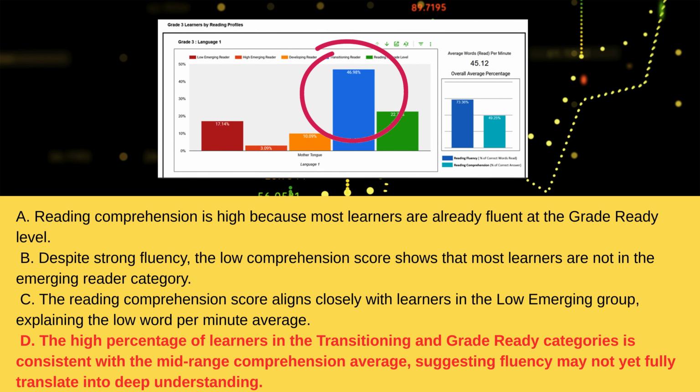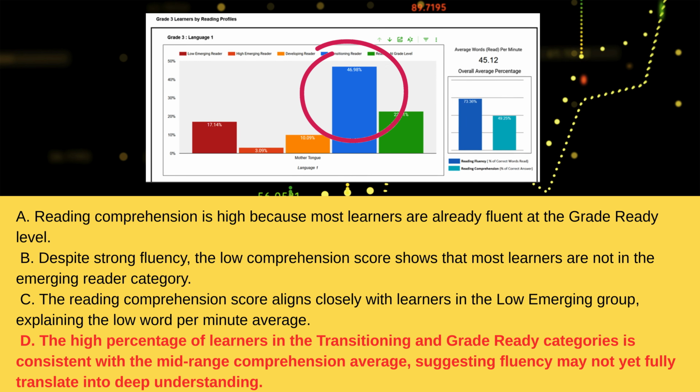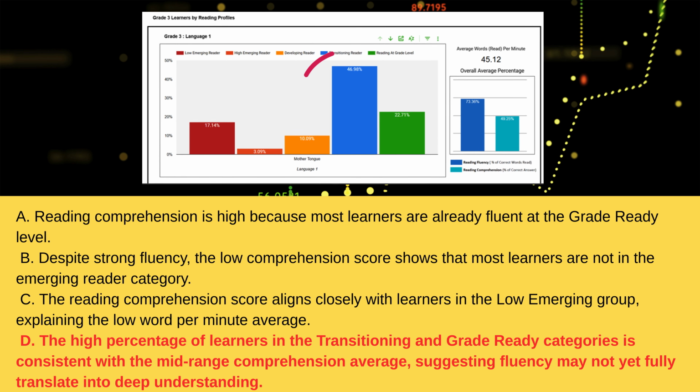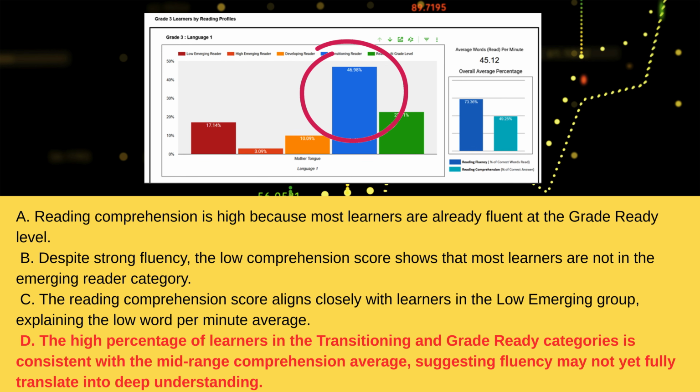Correct answer, D. Rationalization. D is correct. 69.69% of learners, 46.98% plus 22.71%, are at transitioning and grade ready, which reflects decent decoding and fluency, 73.36 score. Yet the comprehension score is just 49.25, suggesting a disconnect between fluency and full comprehension.